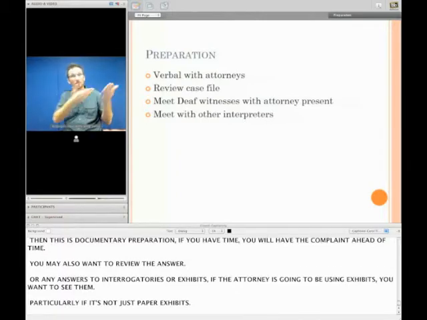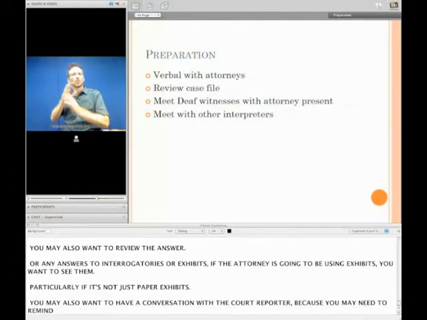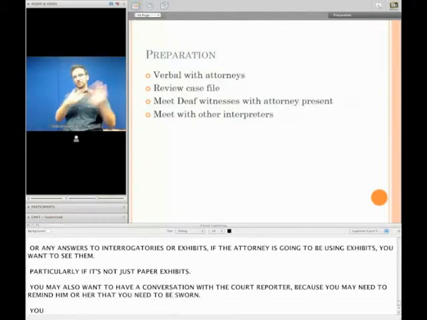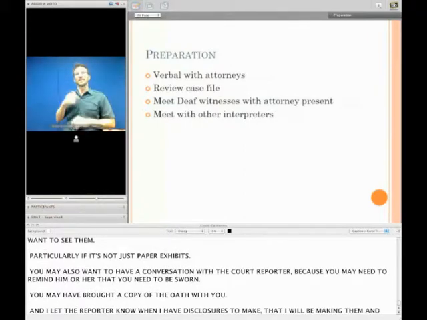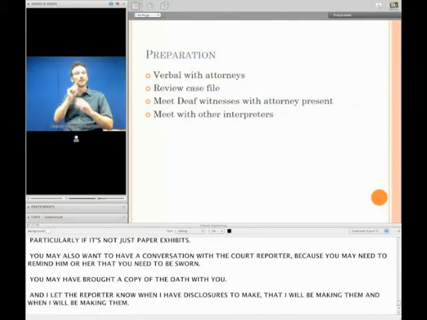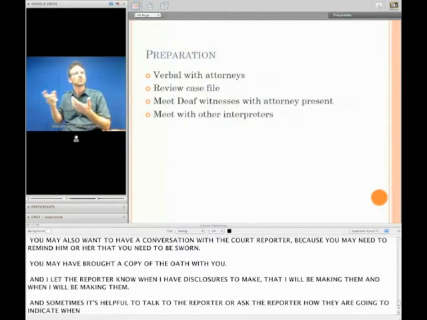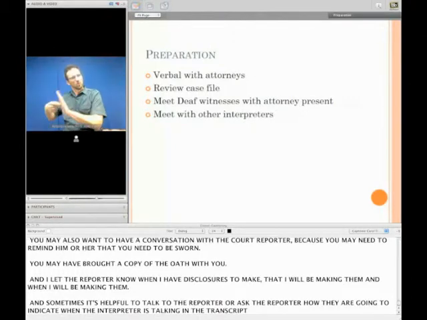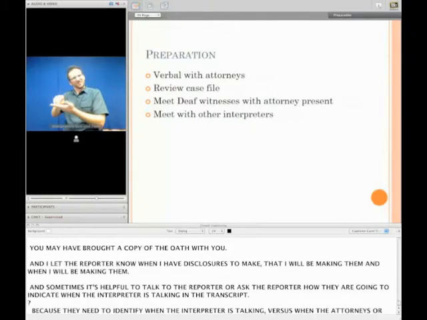You may also want to have a conversation with the court reporter, because you may need to remind him or her that you need to be sworn. You may have brought a copy of the oath with you. And I let the reporter know when I do have disclosures to make that I will be making them and when I will be making them. And sometimes it's helpful to ask the reporter how they're going to indicate when the interpreter is talking in the transcript, because they need to identify when the interpreter is talking versus when the attorneys or the witness is talking.